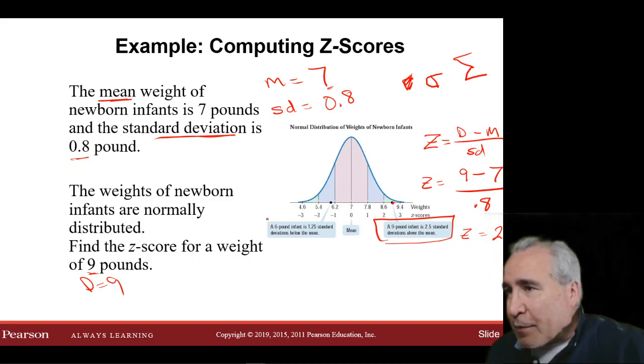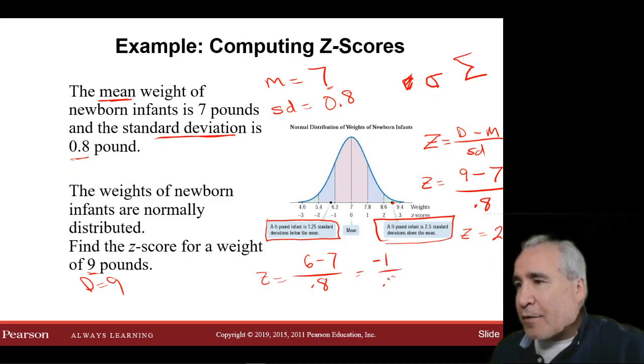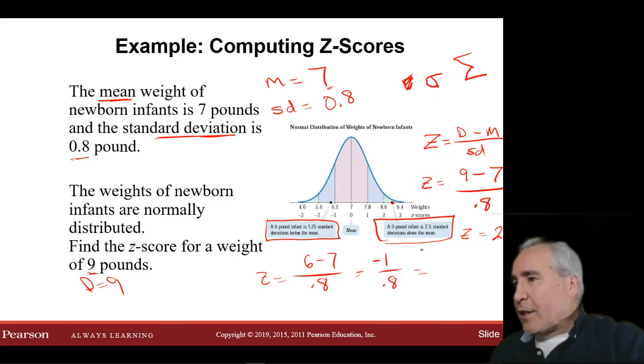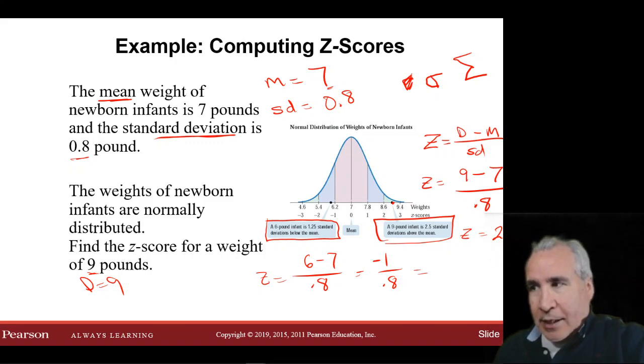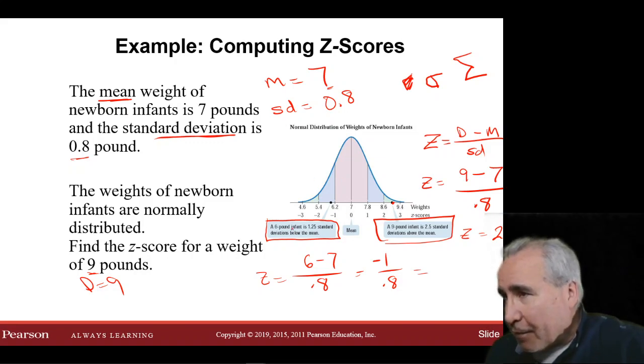And then they also give you one, what would a 6-pounder be? Well, a 6-pounder is below 7, so notice it's going to give us a negative z-score. We could do that, 6 minus 7 over 0.8, right? Just as simple as that. 6 minus 7 is a negative 1 over 0.8. So that's 1 divided by 0.8, which is 1.25. I could have read it right there.